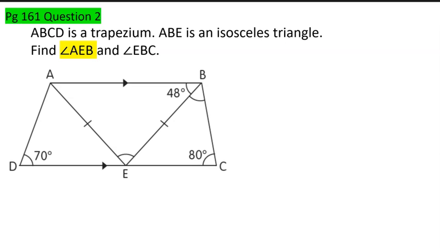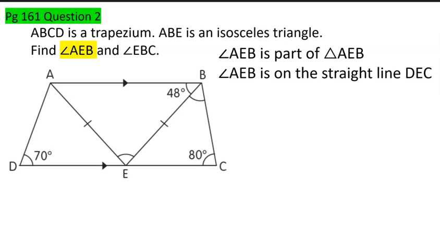Now, please turn to page 161, question 2. Let's focus on finding angle AEB first. Let's start with the unknown angle AEB. Angle AEB is part of a triangle AEB. Angle AEB is also lying on the line DEC. So, which property will you use to find this unknown angle? Will you use the angles in a triangle or angles on a straight line?